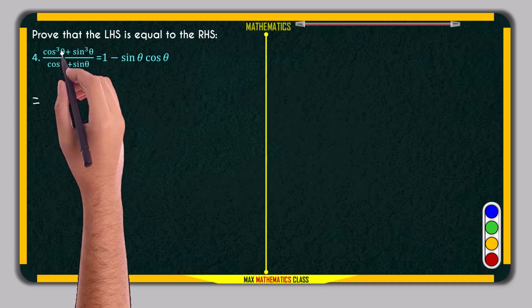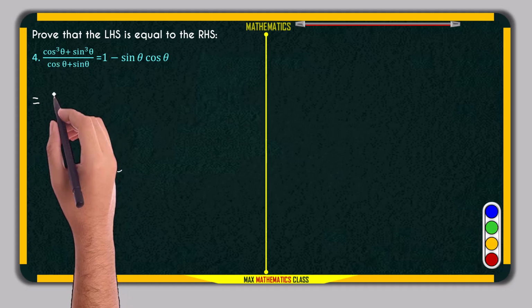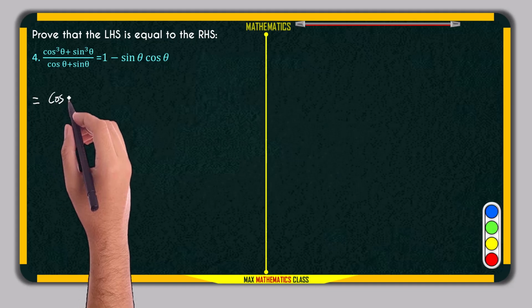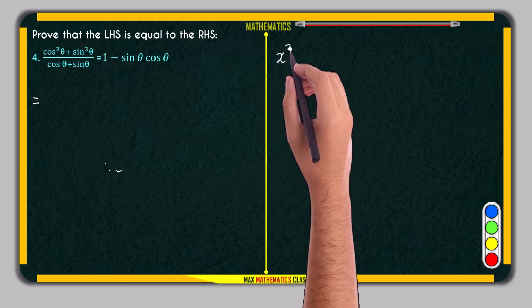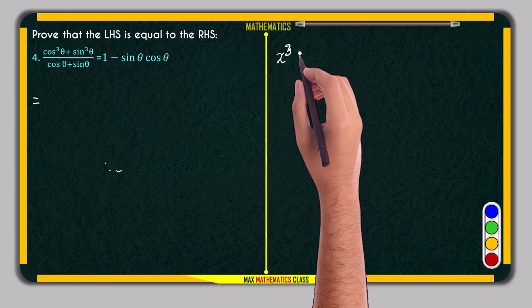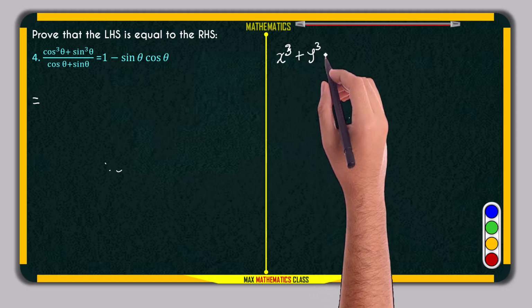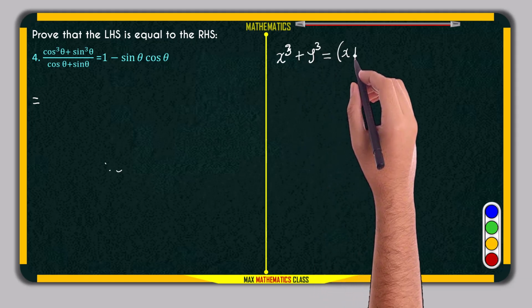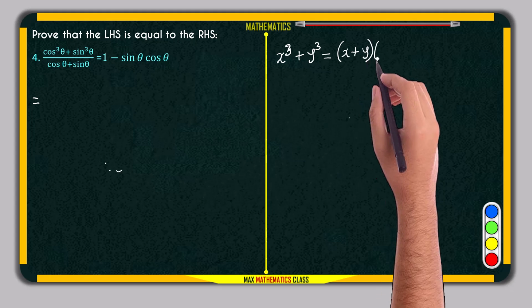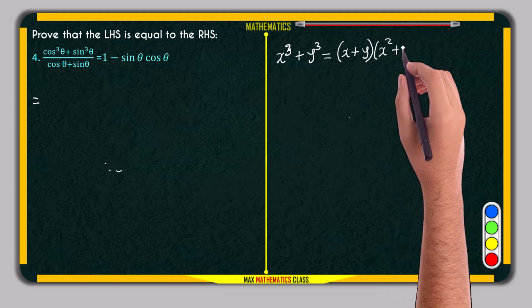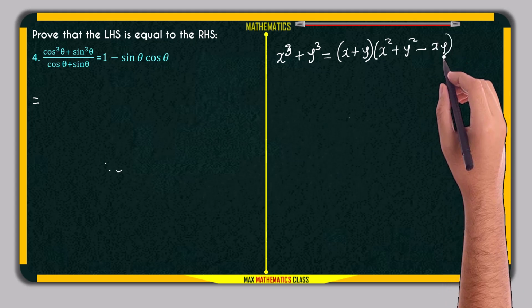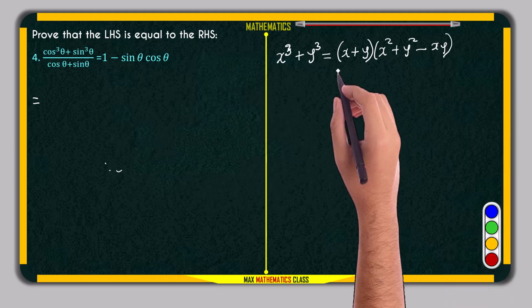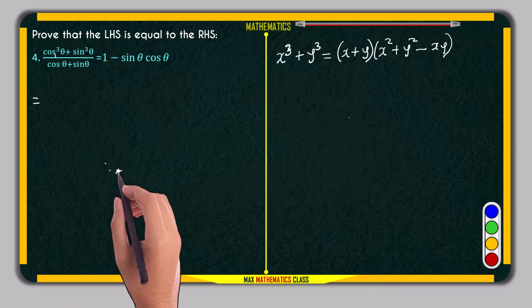this cos 3 theta, we can write it as cos. Let me even write this reciprocal here so that you can see it. If you have x cube plus y cube, it will be equal to x plus y times x squared plus y squared minus xy. So this is the reciprocal we are going to use to expand this one. So take note of that.